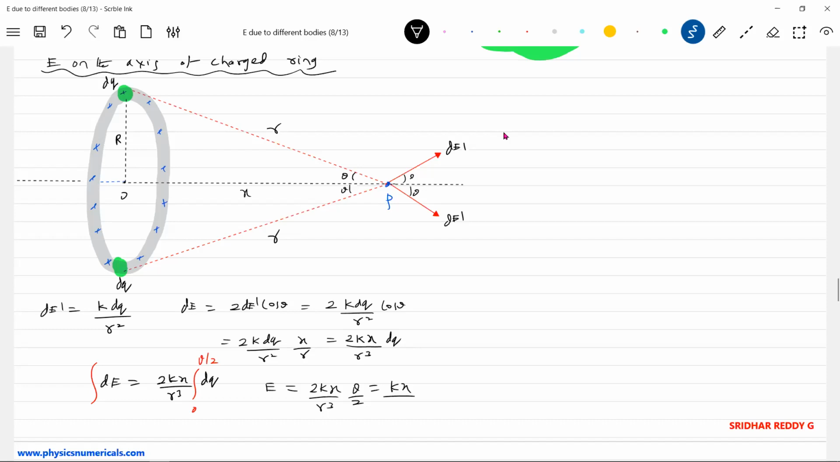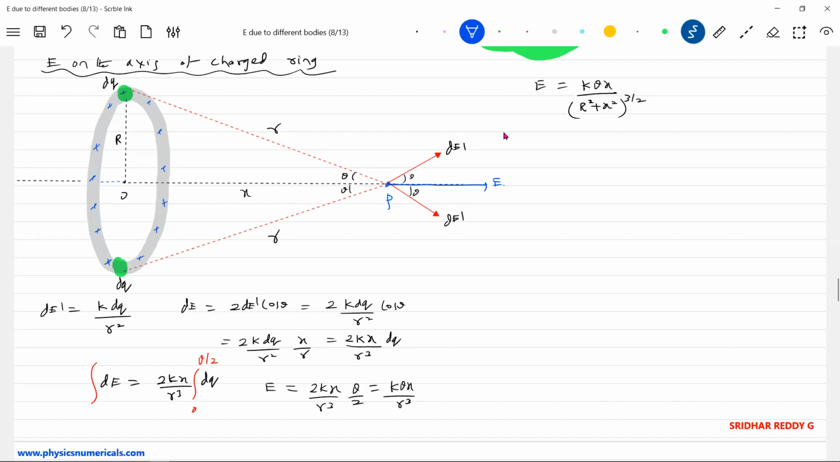So kqx by r cube. Okay, let's substitute all the things. So kqx, what is small r? Small r will be (R square plus x square) to the power of 3 by 2. This is the magnitude of the field, and the resultant field will be directed away from the center of the charged ring. Since it is a positively charged body, the resultant field will be directed in this way. E bar on the axis.